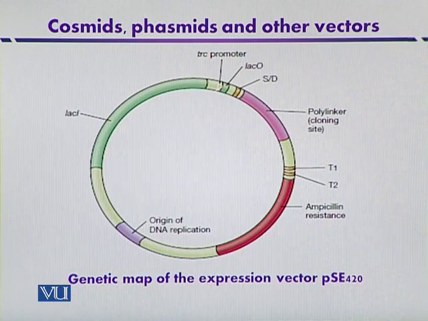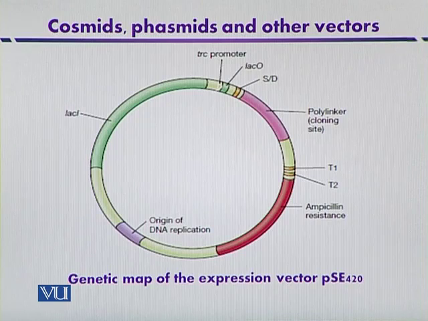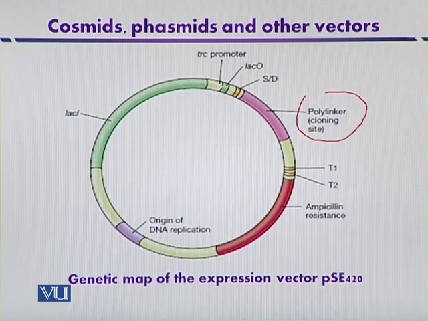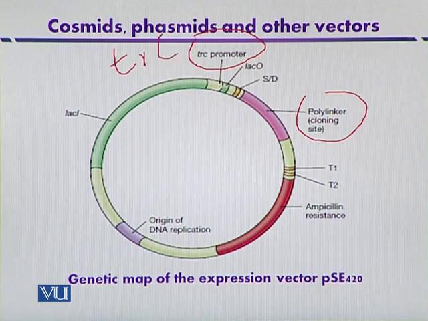Again, this diagram indicates the genetic map of an expression vector, which is pSE420. Actually, this vector has been synthesized or constructed by a commercial company like Invitrogen, and it contains restriction sites for cloning foreign DNA, and it also contains a very strong promoter like TRC. TRC can control the expression of foreign DNA that is inserted between these cloning sites.